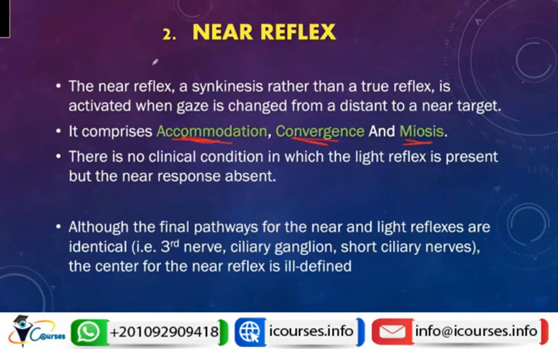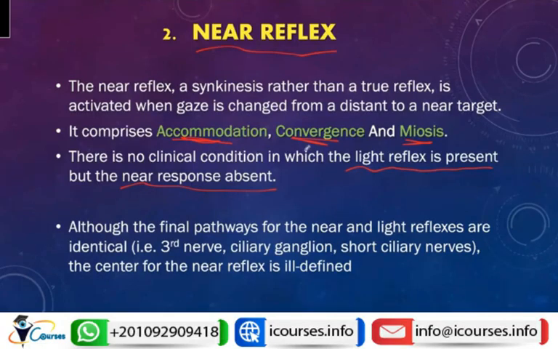Sometimes the light and the near reflex centers are closely related together in the brainstem. There are some conditions that will cause loss of the light reflex, but the near reflex is present. But the reverse is not true. As we know, there is no clinical condition in which the light reflex is present but the near response is absent. So if you find that the light reflex is present, then the near response will be present. But if the light reflex is lost, the near reflex can still be present.